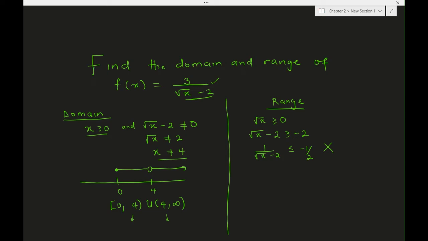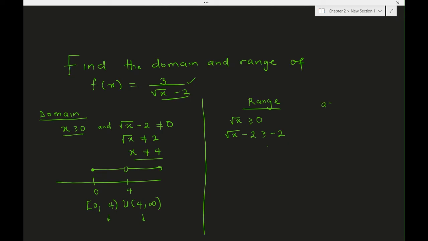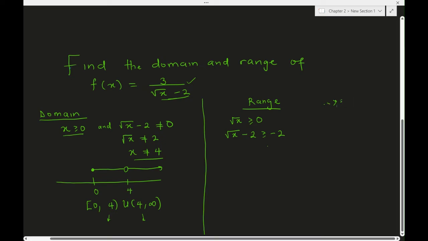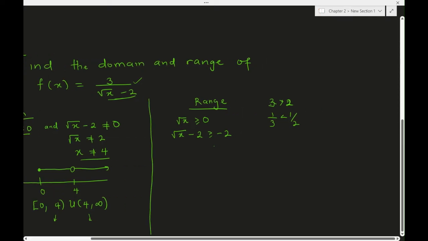But this is not always correct. The reason is because we don't know whether root x minus 2 is always negative or always positive. So let me explain something briefly. If you have a greater than b, for example, let's say, let me use 3 here, 3 is greater than 2. So we can say that 1 over 3 is less than 1 over 2. This is true because both of them are positive.